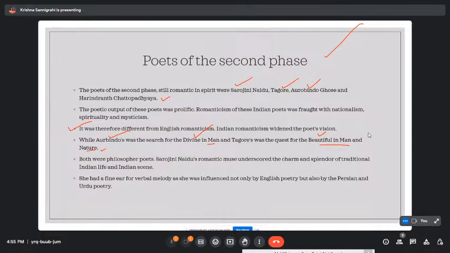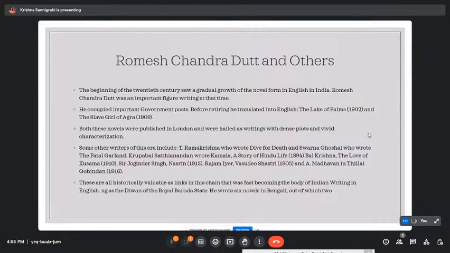So next we are talking about Sarojini Naidu. She had a fine ear for verbal melody, as she was influenced not only by English poetry but also by Persian and Urdu poetry. Next is Romesh Chunder Dutt.